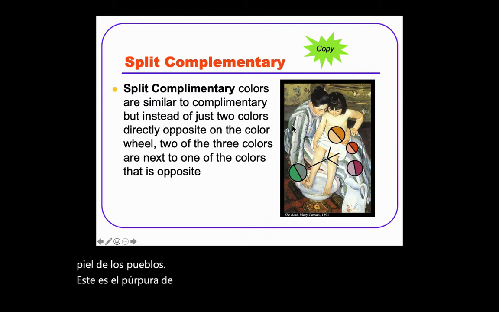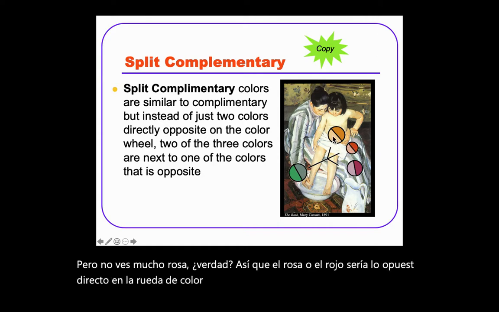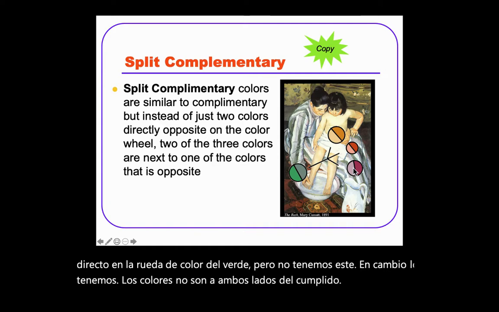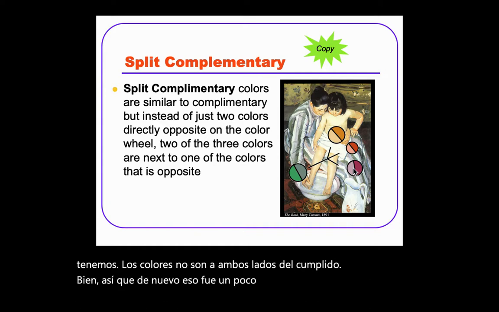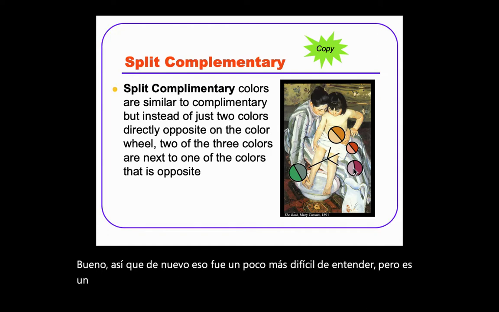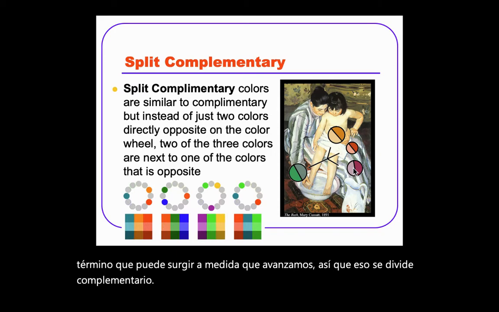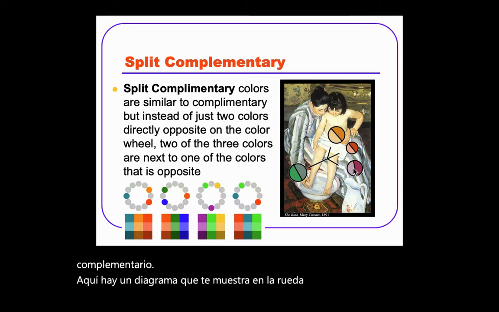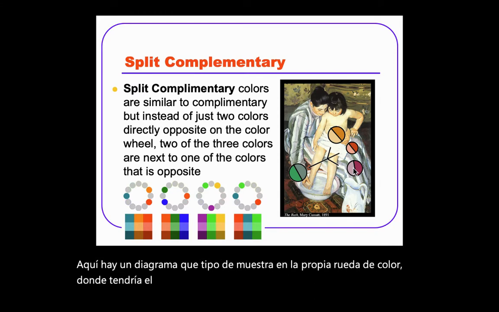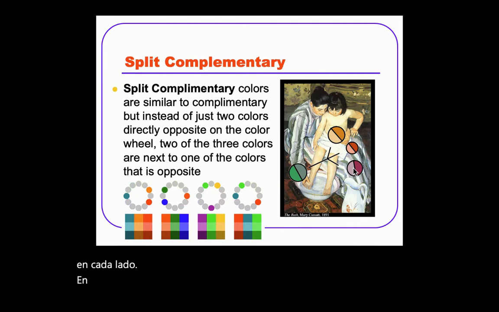This is the green from her dress. It's also used in the background, but you don't see a lot of pink, right? So pink or the red would be the direct opposite on the color wheel from the green, but we don't have this one. Instead, we have the colors that are on either side of the complement. Okay, so again, that one's a little trickier to understand, but it's a term that may come up as we go on. So that's split complementary. Here is a diagram that kind of shows you on the color wheel itself where you would have the color, but instead of the one directly across, it's the two on either side. Again, pause if you need to finish copying this definition.